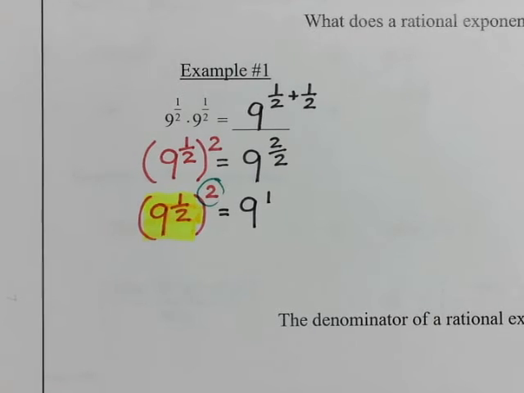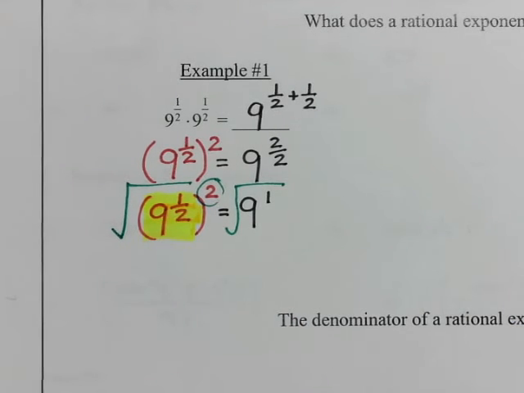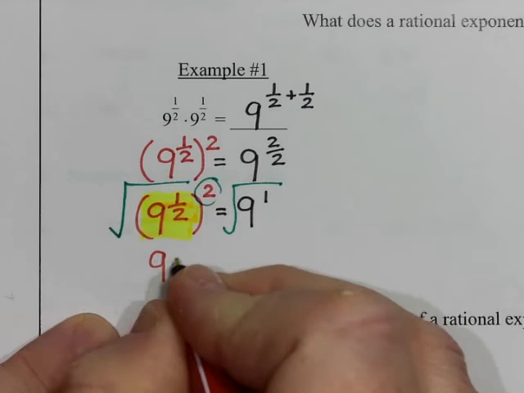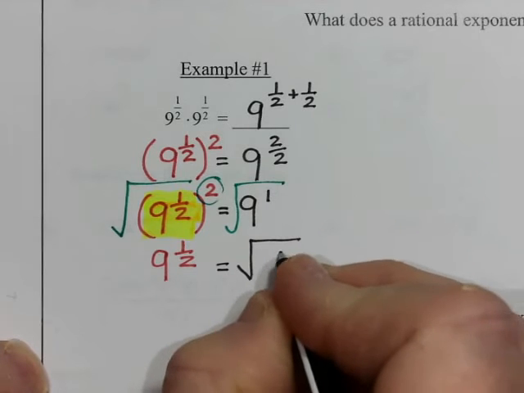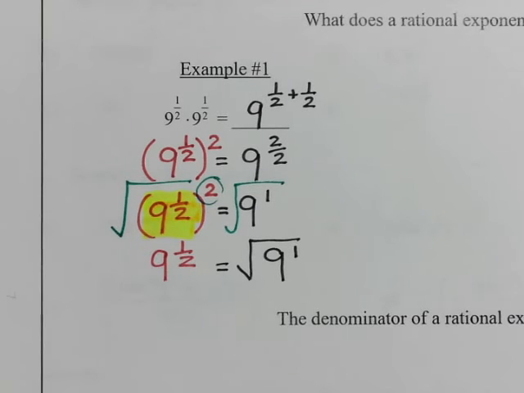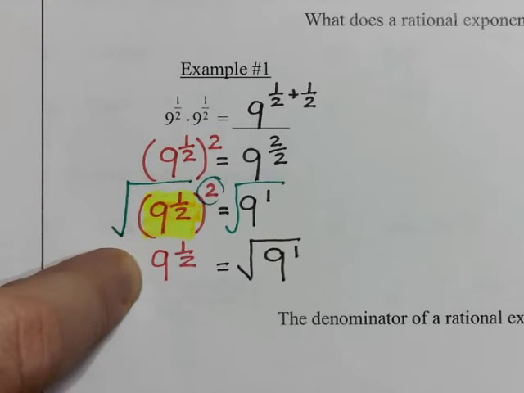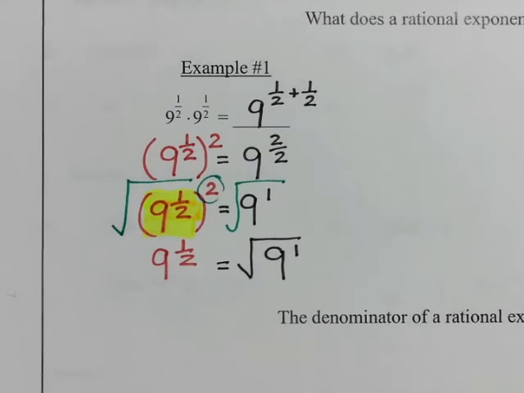The opposite operation of a square is a square root. So to cancel out that square, I would square root both sides, which means 9 to the power of 1/2 is the same thing as the square root of 9 to the power of 1. I know that seemed weird. We're going to go take a look at another example, right? But I did a little rearranging. I did some exponent laws to try to figure out that 9 to the power of 1/2 is the same thing as the square root of 9 to the power of 1.